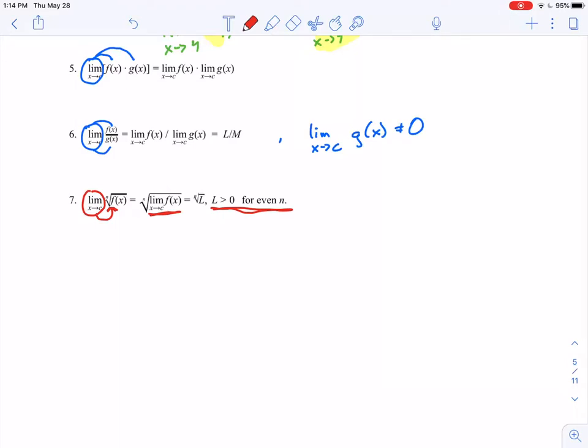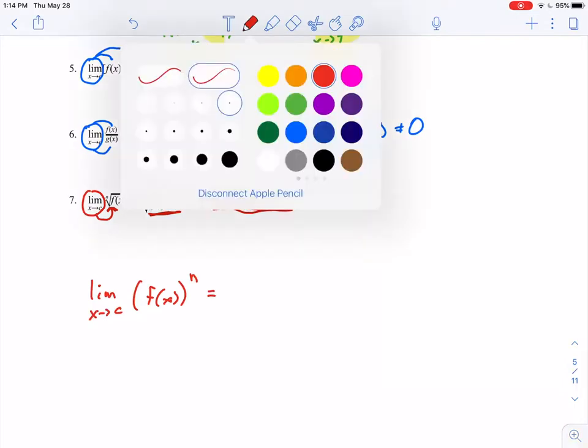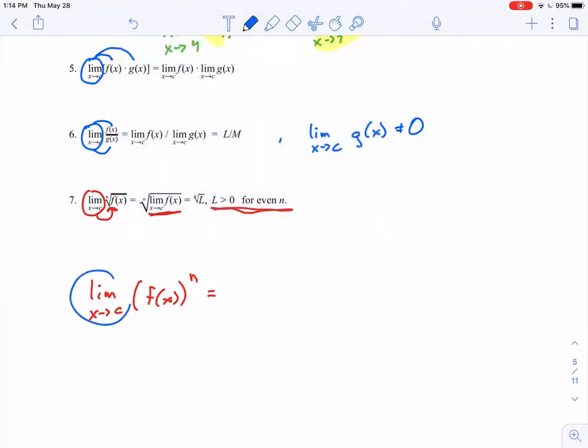So if you had, say, the limit as x approaches c of f of x to the nth power, I can take this limit statement and carry it into the inside of that power. So I can say this is really all to the nth power, the limit as x approaches c of f of x. So I can evaluate the limit first and then apply the power.